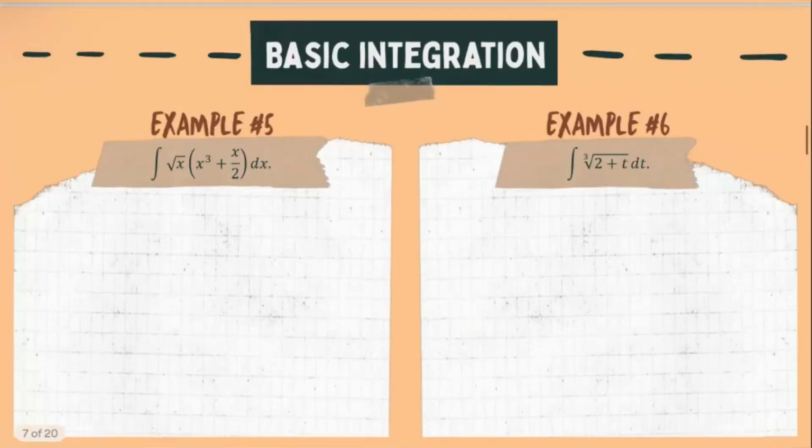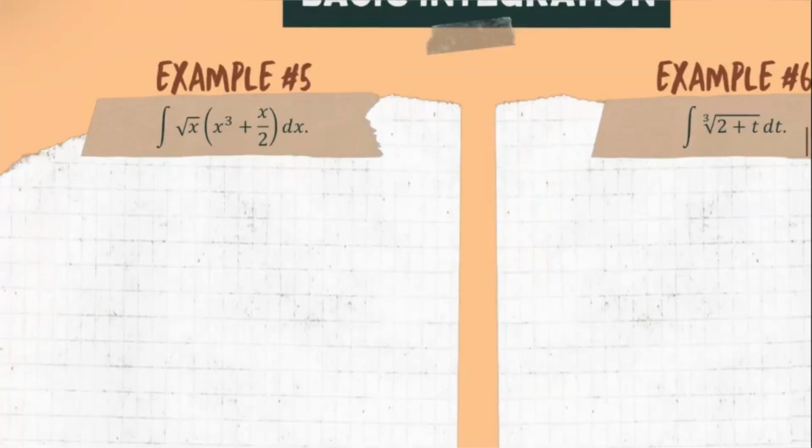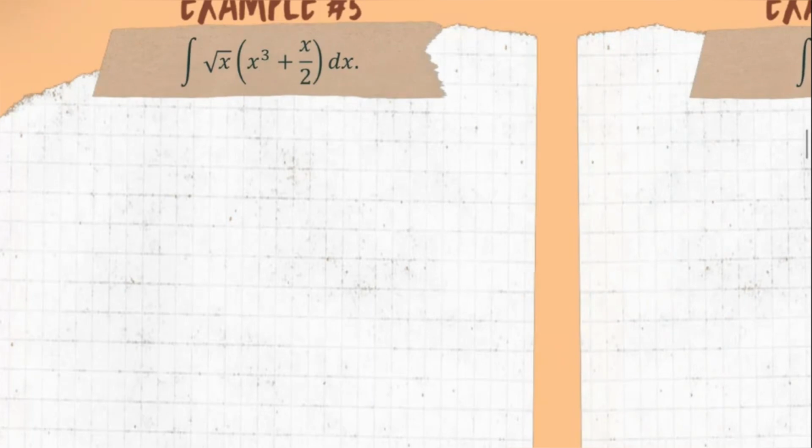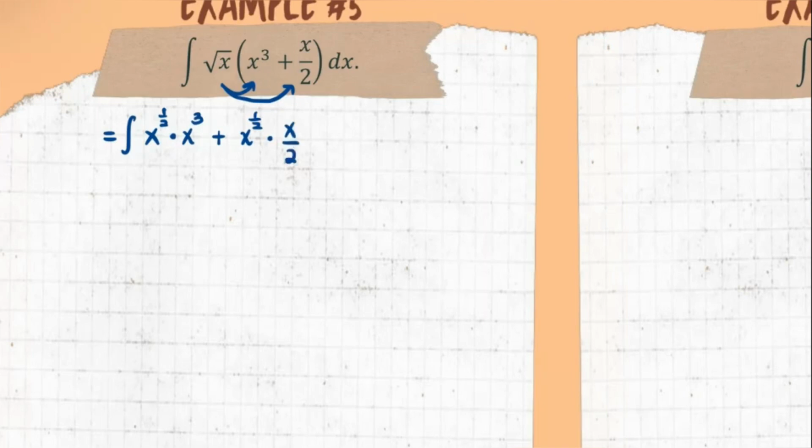Moving on to example 5. Okay, ini nampak macam susah. Tapi jangan risau. Apa yang perlu buat? Hanya perlu expand dia sahaja. Darab masuk. Okay, so bila darab masuk, saya ada x to the power of half. Tak cukup. Kita besarkan lagi. Integrate x to the power of half multiply by x to the power of 3 plus x to the power of half multiply by x over 2 dx.